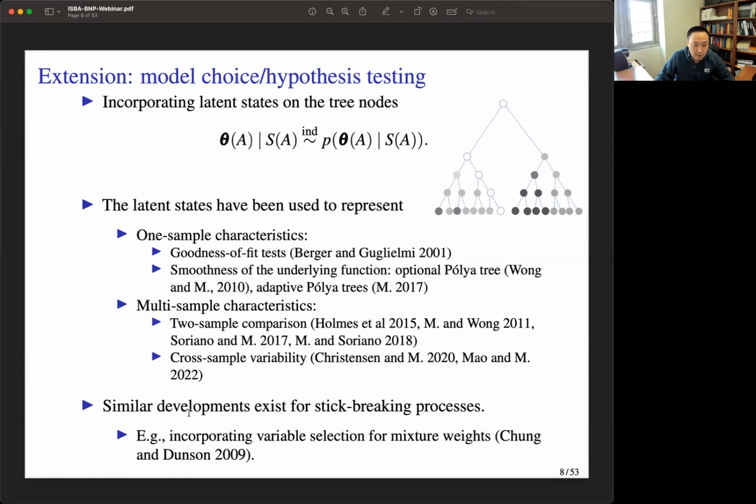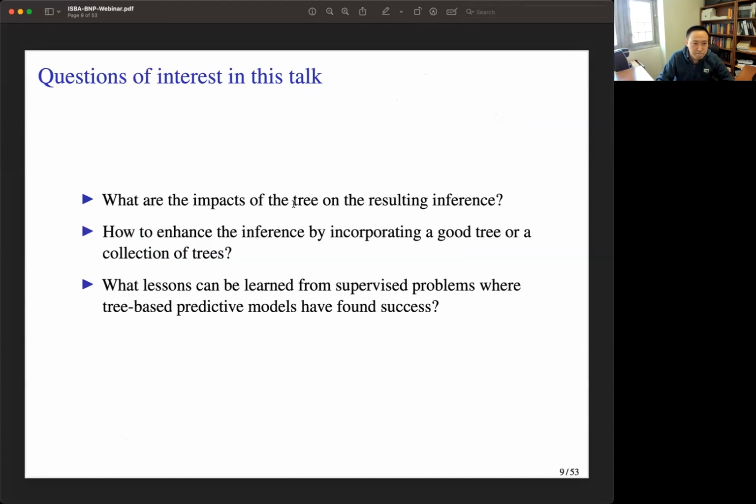Later, more recently, I realized that this kind of idea of introducing latent states is also present in the stick-breaking process literature. If you look at Chen and Dunson 2009, they incorporated variable selection into the mixture weights under the probit stick-breaking setting, which is essentially also another form of doing hypothesis testing and model choice on the tree structure.